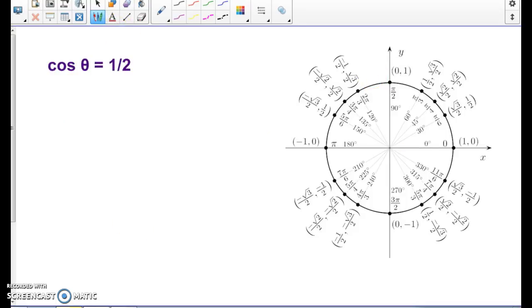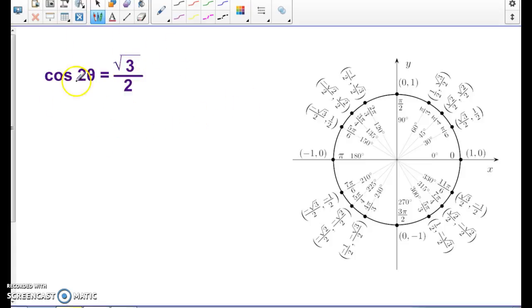Third equation. Cosine is 1/2. Well, where is the cosine 1/2? Those are the x values. Cosine is 1/2 here, and it is here. That does not repeat on pi. So therefore, it's pi thirds plus 2 pi n. And the second one is 5 pi thirds plus 2 pi n. And that will give me all possible solutions. This is the same that you did in M4.